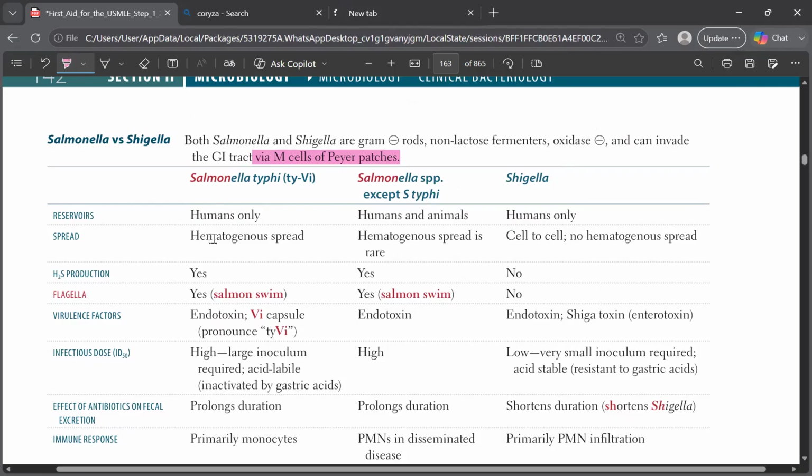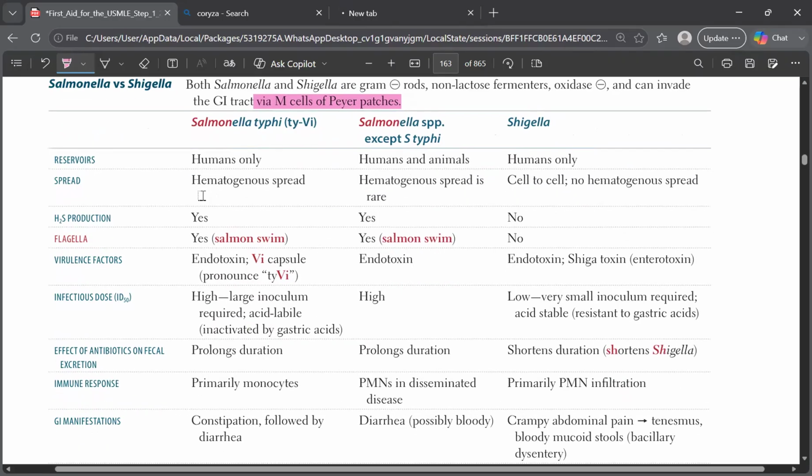The reservoir of Salmonella typhi is human only, and for other species, humans and animals, and Shigella is also in humans. Salmonella typhi has a hematogenous spread. And Salmonella except the typhi has a rare hematogenous spread. Shigella has cell-to-cell spread and there is no hematogenous spread. Salmonella typhi has H2S production. Salmonella except Salmonella typhi also have H2S production, but Shigella does not have H2S production. Salmonella typhi have flagella, and other Salmonella species also have flagella, but Shigella does not have flagella.